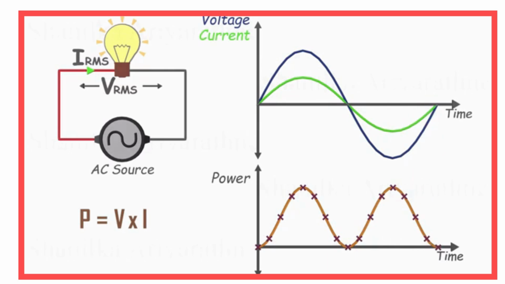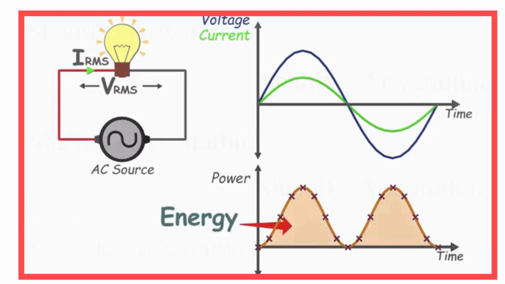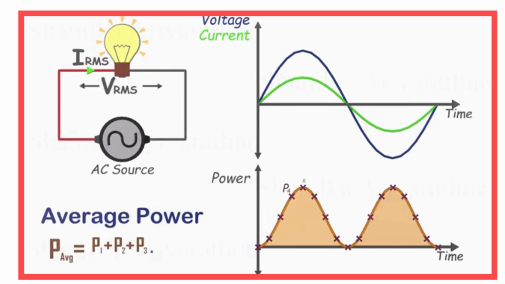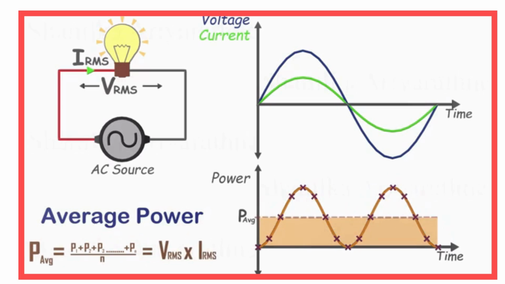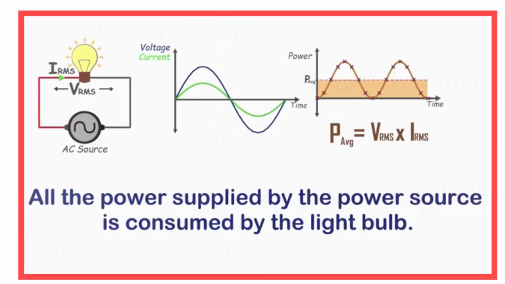It's important to note that negative voltage and negative current will result in a positive power. Therefore, the power is always positive. The area under the power curve represents the transferred energy. If we calculate the average power of this graph, it will be equal to the power calculated using RMS values. Still, we can say that all the power supplied by the power source is consumed by the light bulb.